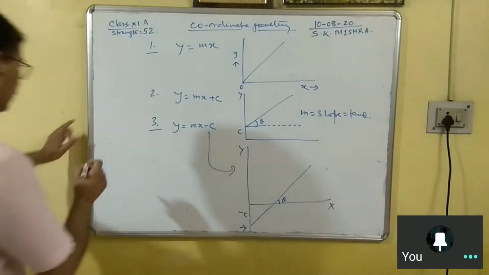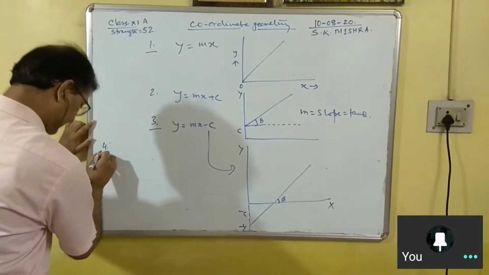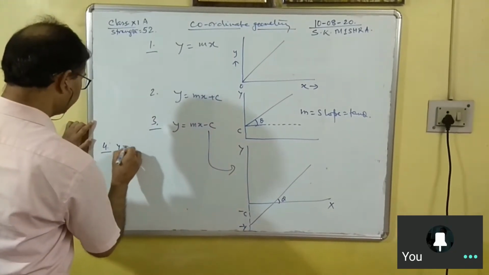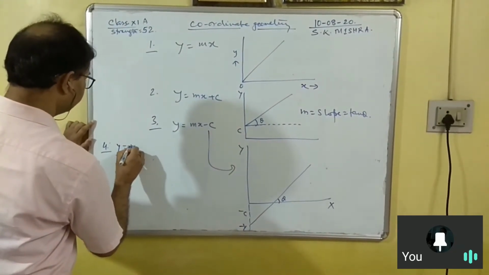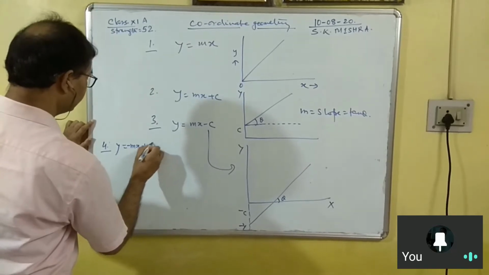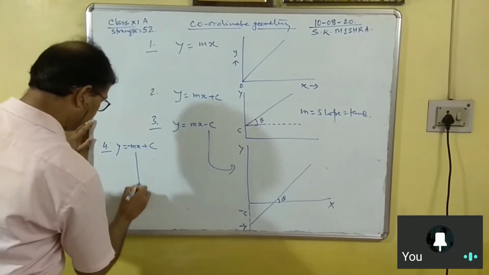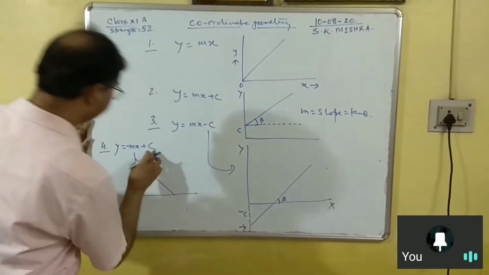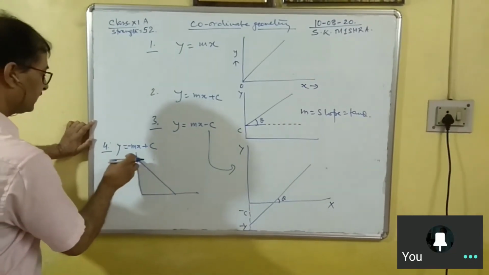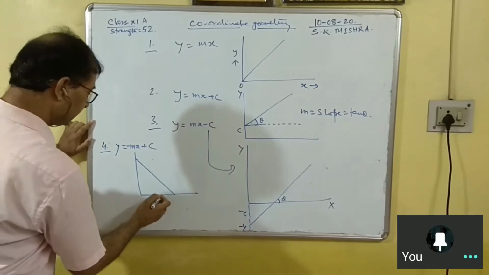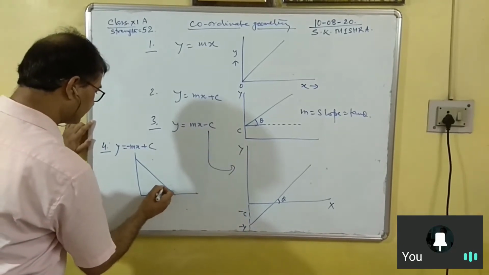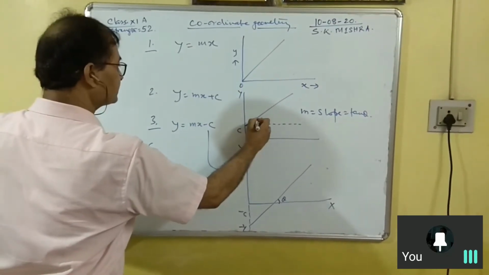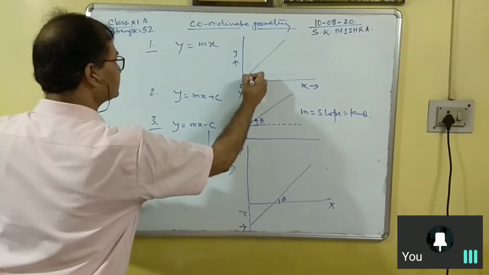And the fourth graph is y is equal to minus mx plus c. Then the graph will be like this. The intercept c is positive, but the slope is negative. If the angle is taken clockwise, then it is negative. If the angle is taken anti-clockwise, then it is taken positive. So tan theta here is positive.